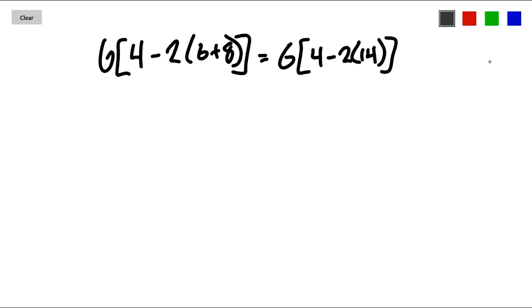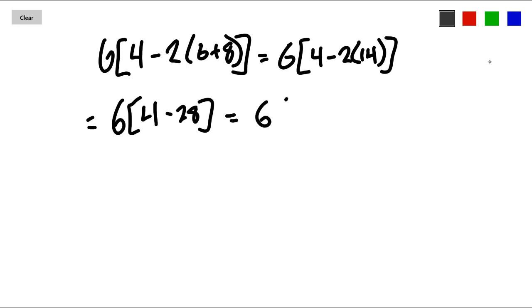The next thing that I do is the multiplication step inside the brackets. So I'm going to have 6 times 4 minus 28 inside the brackets. The last thing to do inside the brackets is the subtraction. So that's going to be 6 times negative 24. When you carry out this operation, you end up with negative 144.